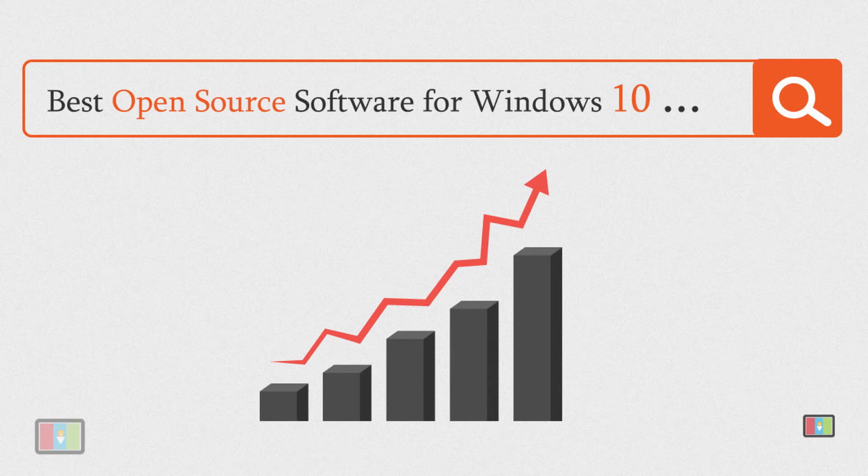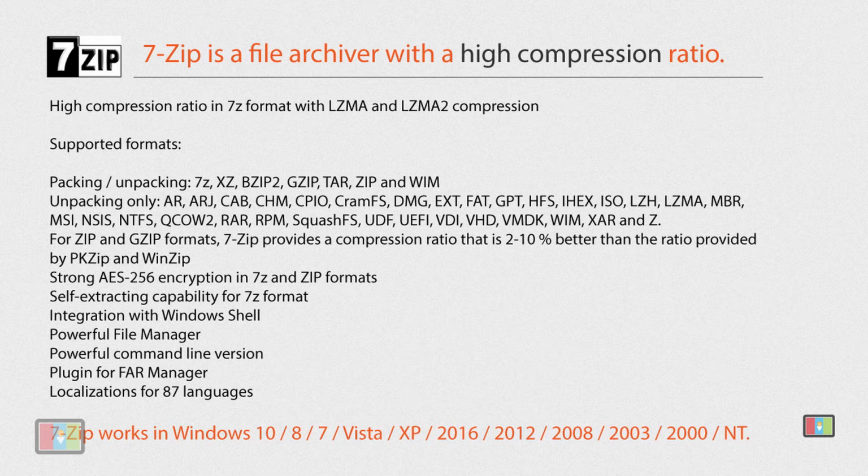In this video we are going to explore the best open source software for Windows 10. Let's start. Number 1. 7-Zip.